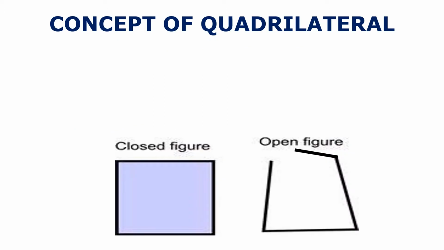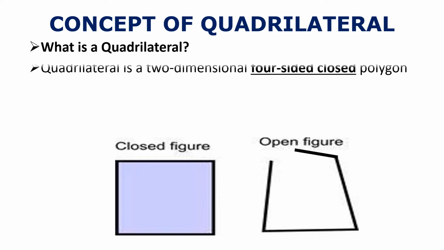So dear students, we now come to the concept of a quadrilateral. My question to you all is, what is a quadrilateral? You have learned it in your lower classes. Just in your mind, define a quadrilateral. What do you feel is a quadrilateral? And then we'll see the right answer. So let's see what a quadrilateral is. A quadrilateral is a two-dimensional, four-sided, closed polygon.